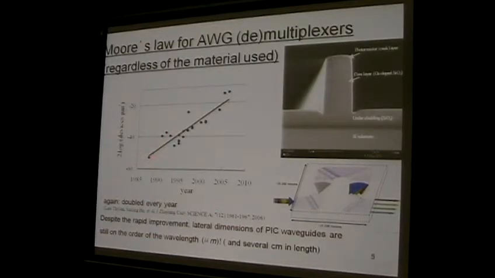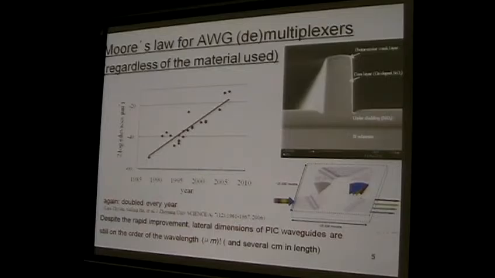And on the other hand, if we look at the state of the art, and look at the chip size, we still feel very embarrassed. The size is still on the order of a wavelength, whereas in microelectronics, people have already gone down to like 10 nanometers. But in our case, it's still at several hundred nanometers at least. And if you look at the lateral dimension, the length, it's even worse. It's sometimes even several centimeters in length. So this is very embarrassing.